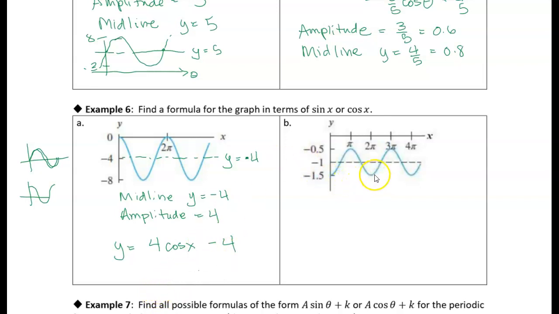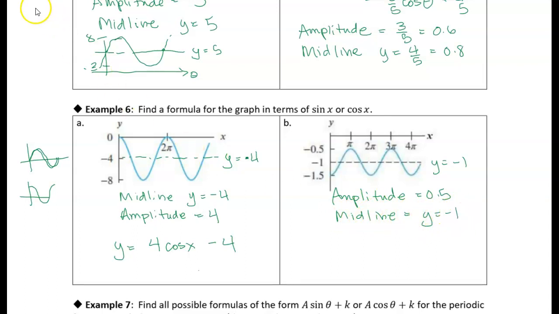All right, so let's take a look at this next one. Now, here, let's see, we can see our midline, right? They've shown us the midline is y is equal to -1. All right, and our distance from the midline to the peak is between -1 and -0.5. So our amplitude is equal to 0.5, right? It's the distance from the midline to the peak. All right, so then we can just say the midline is y equals -1.